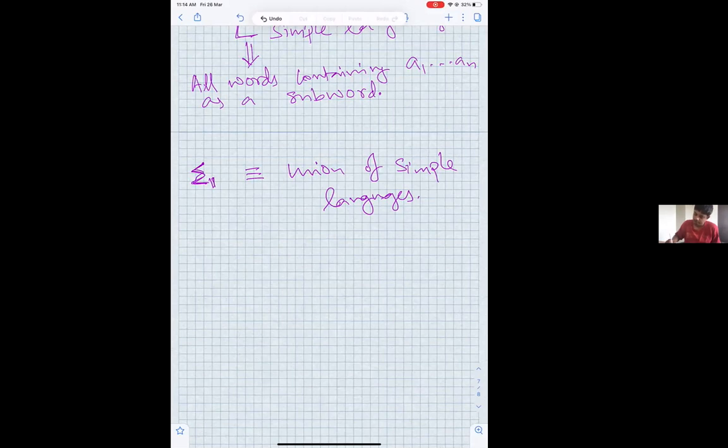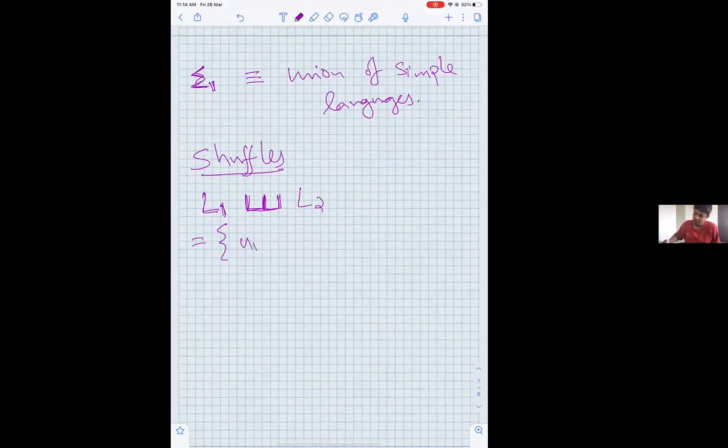So let me introduce shuffles. Shuffles. So what is this operation? We'll write it as this. So L1 shuffle L2 is the set of all U1, V1, U2, V2, etc., UN, VM such that U1, U2 up to UN is in L1 and V1, V2 up to VM is in L2.